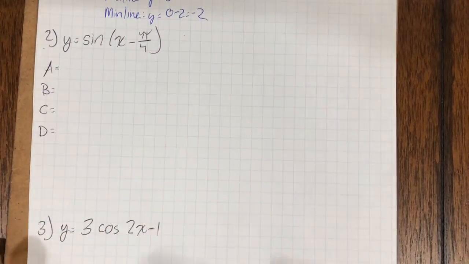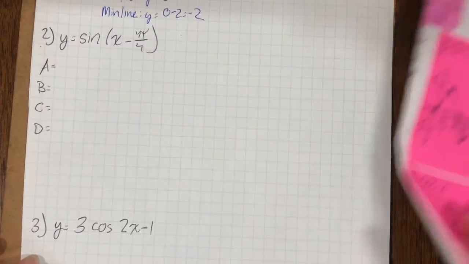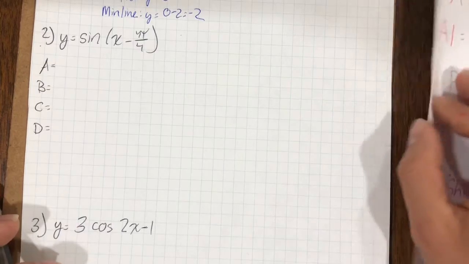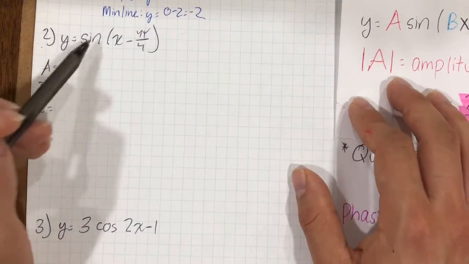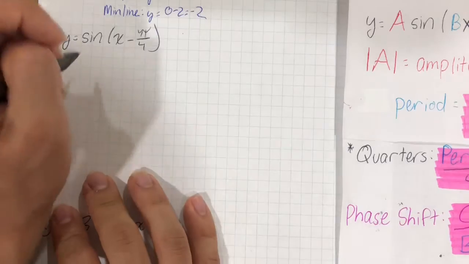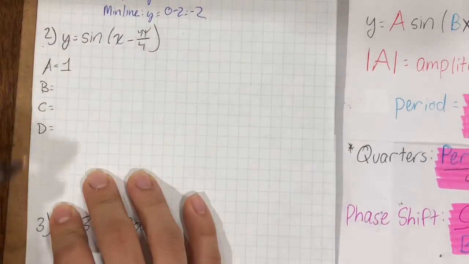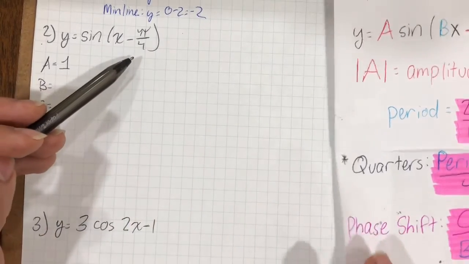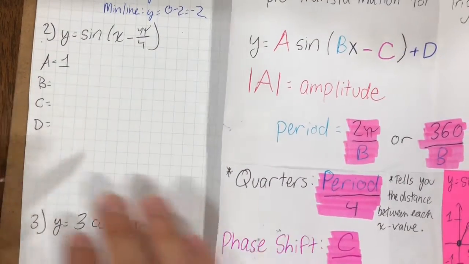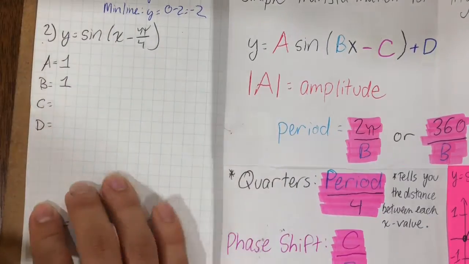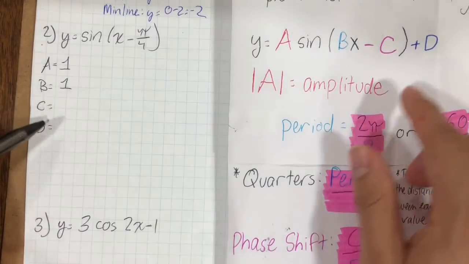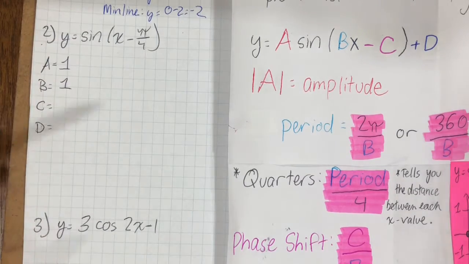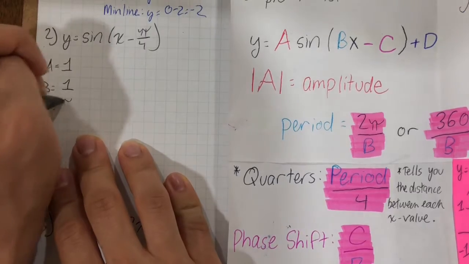Okay, so let's go ahead and figure that out. Starting off with A, there is no number in front of sine, so that means my coefficient is going to be 1. For B, there is no number in front of x, so my coefficient for x is going to be 1. We see that pi over 4 is in the same spot as C, so C is going to be pi over 4.